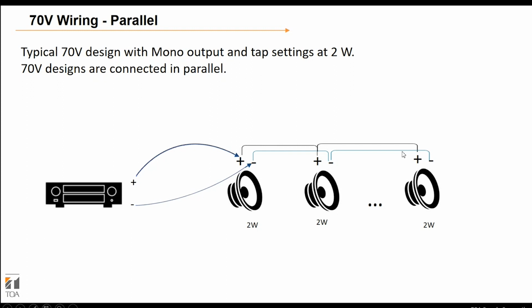And like I mentioned, all 70 volt systems, all the high impedance systems rather, are wired in parallel, so we never have to worry about having the entire system drop if one of the speakers happens to die throughout the system.